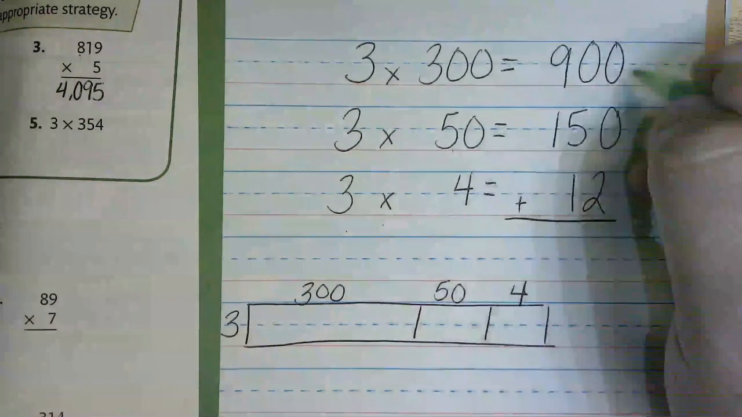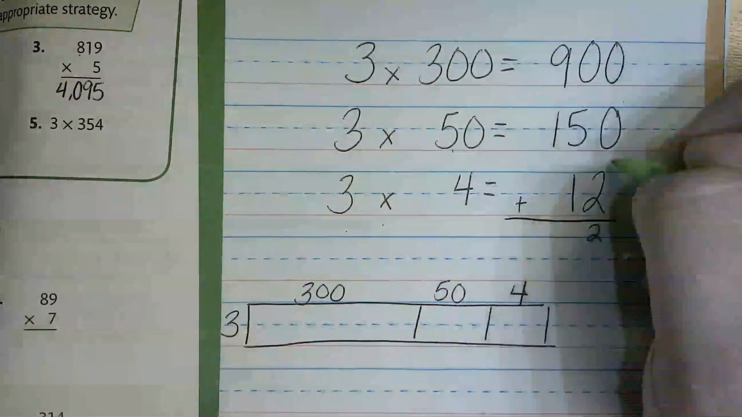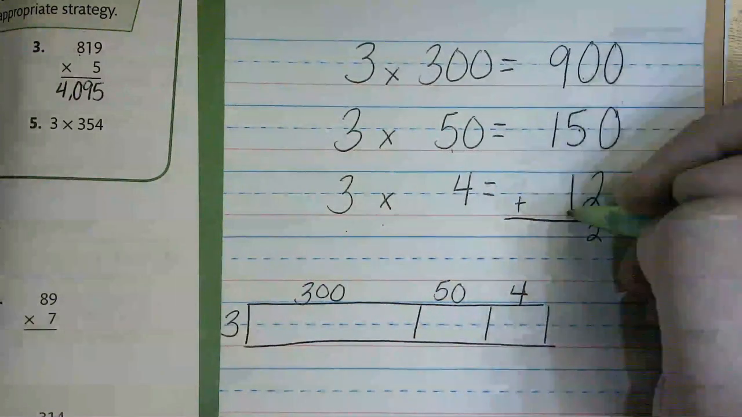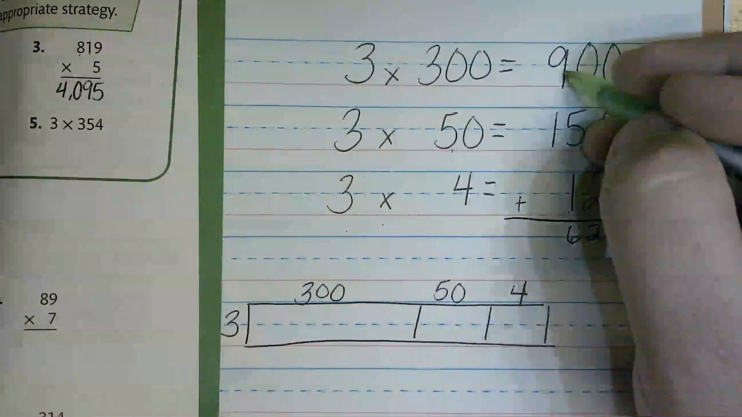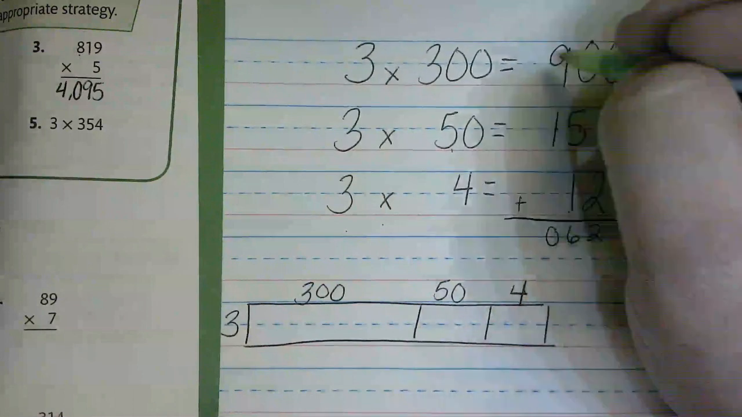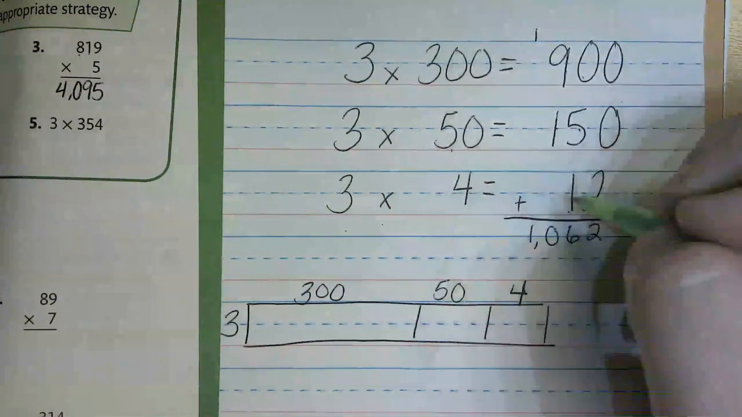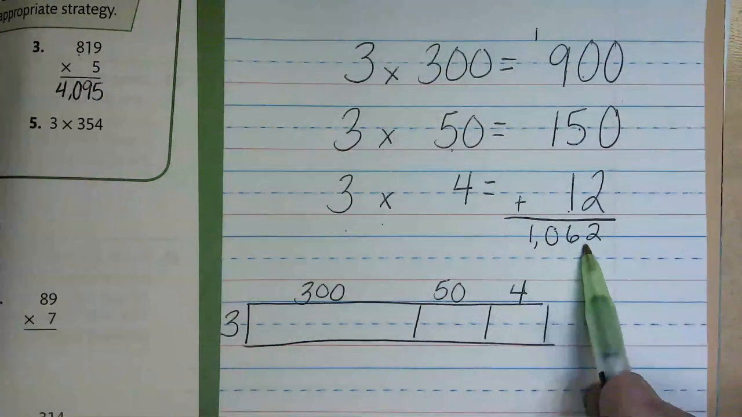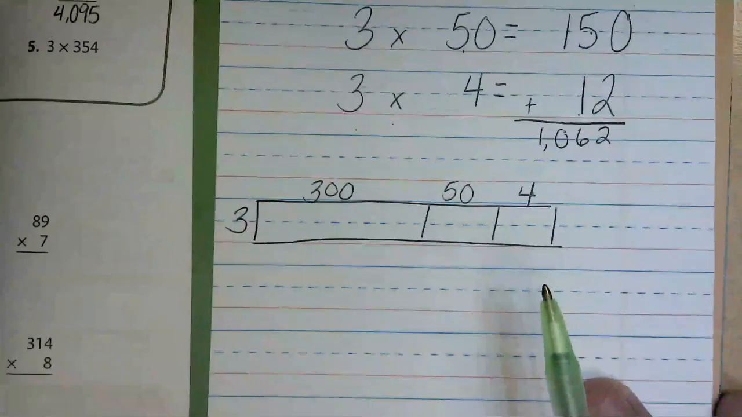Now I can add these up. 0 plus 0 is plus 2 is 2. 0 plus 5 plus 1 is 6. 9 plus 1 is 10. So I regroup that over. So my answer is 1,062. All right, next up.